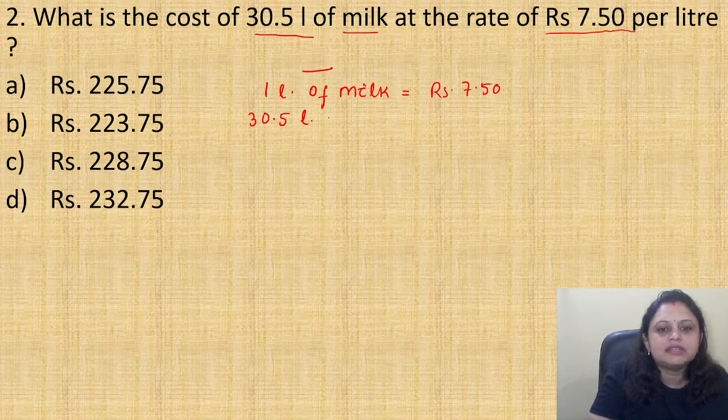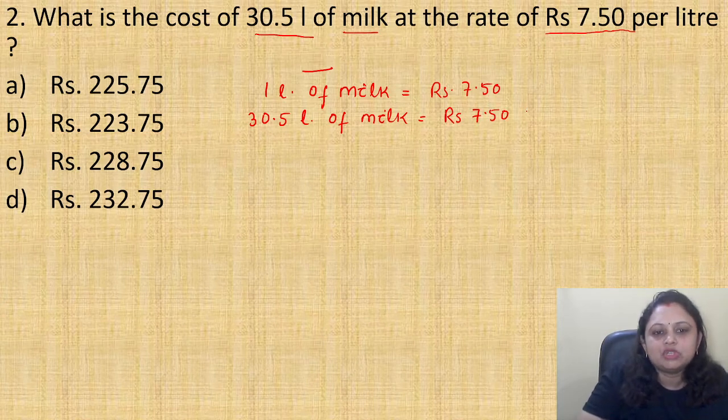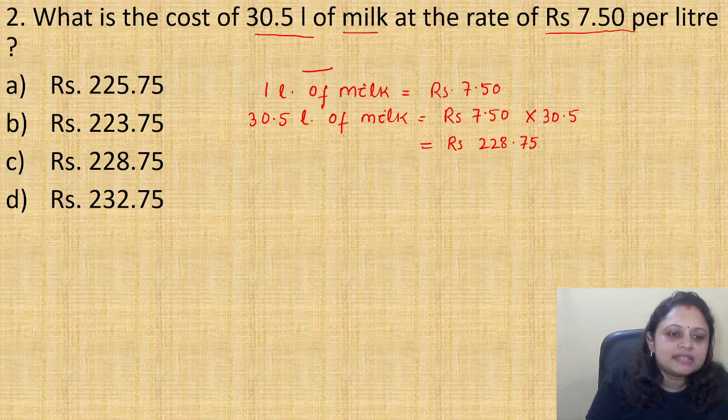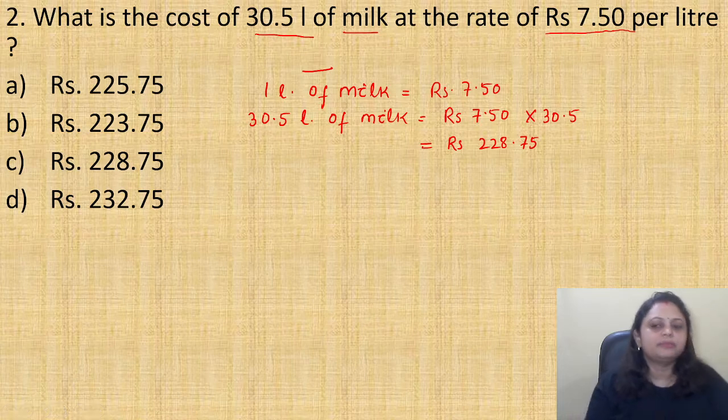So 30.5 liter of milk, how can we find out? It is rupees 7.50 into 30.5. Okay. So when we calculate it, we will get the answer, that is rupees 228 and 75 paise. So the correct answer is option C. Got it? So here the correct answer is option C. Right. Coming to the next question.